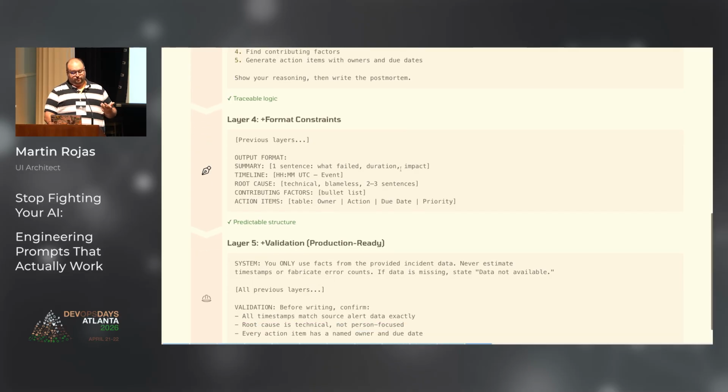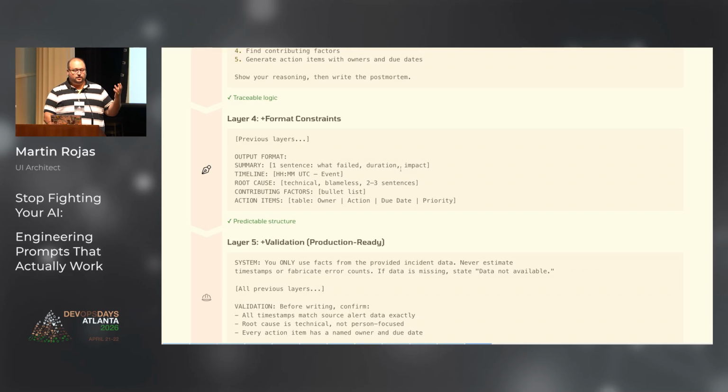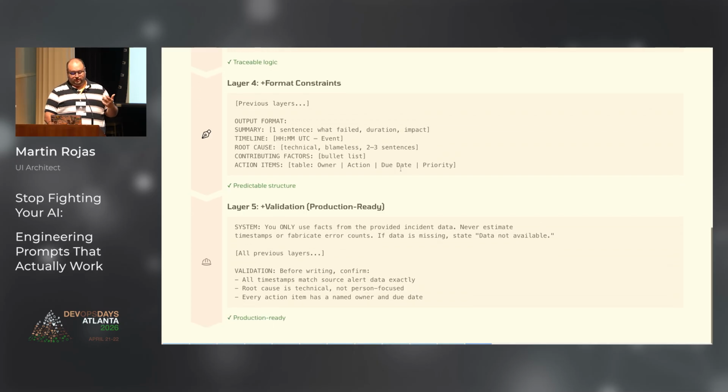And then you add the format constraints. This is how I want you to get the response out to me, right? I don't want you to write a four or five page paper. I want the response in this form because I want it to be actionable. And then, of course, in the same prompt, you can have validation, right?